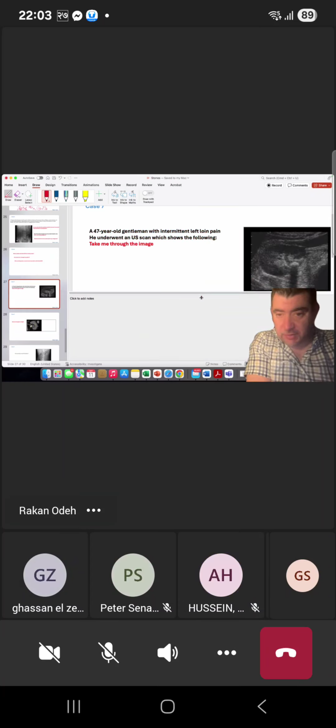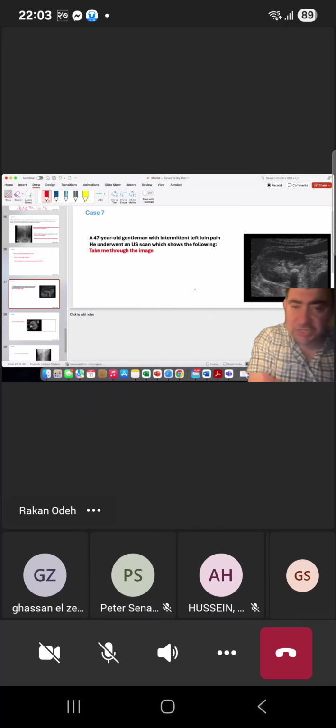So you have a 47-year-old gentleman with intermittent left loin pain. He underwent an ultrasound scan which showed the following. Can you take me through the image? Let me have a look. This looks like a grainy ultrasound scan. This is the left kidney. There is a stone with posterior acoustic shadow. The parenchyma is not really clear.